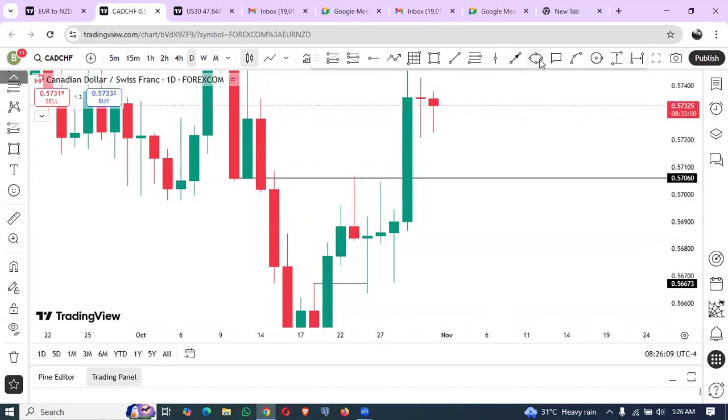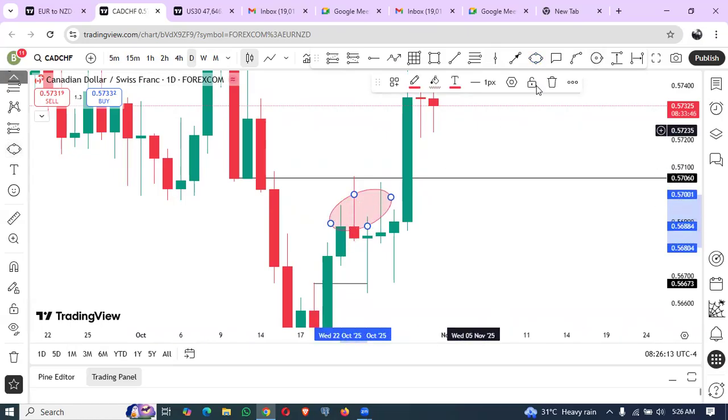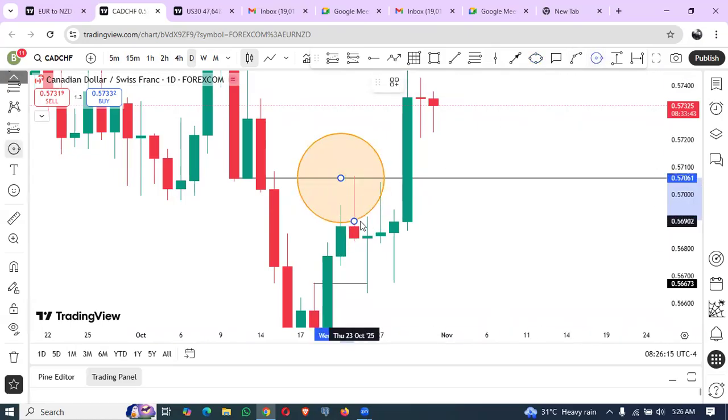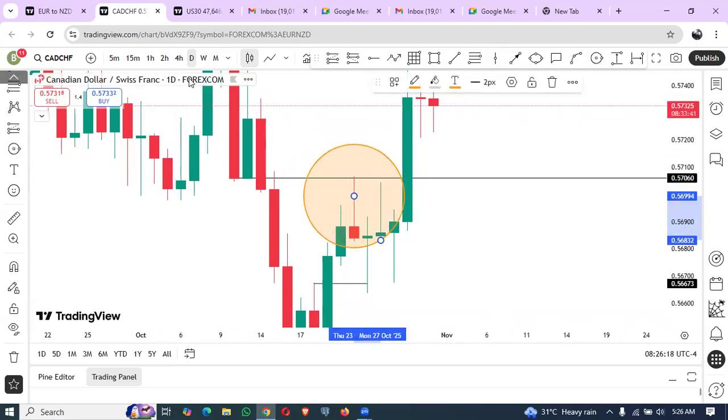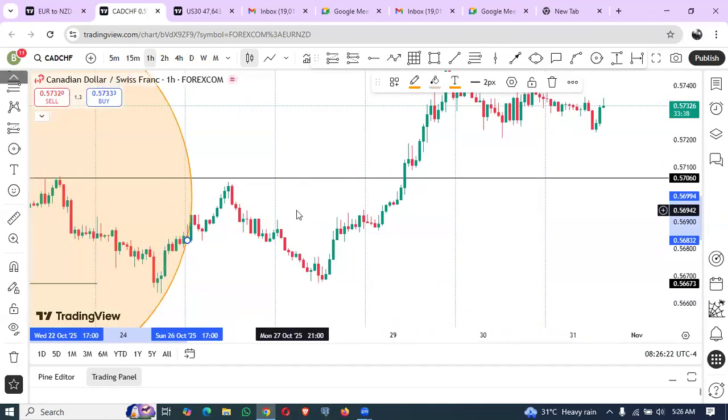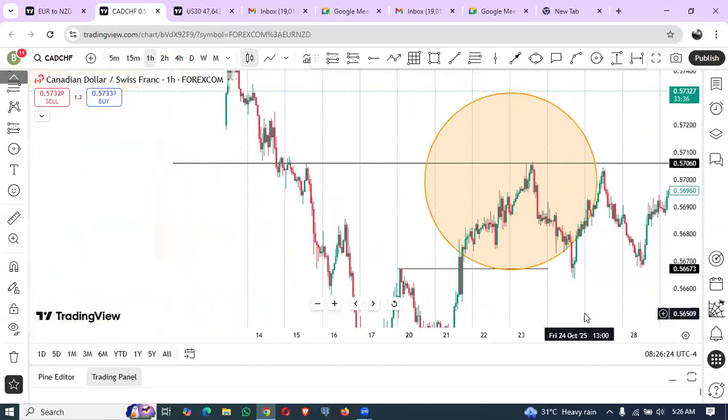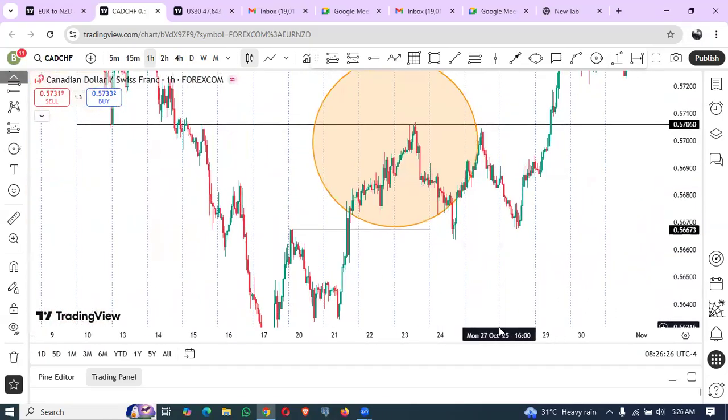And once this one is done, switch to H1 for the structure mapping. Because I told you, I don't map structure on the higher time frame. I do that on the lower time frame.